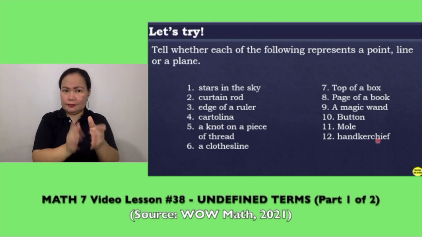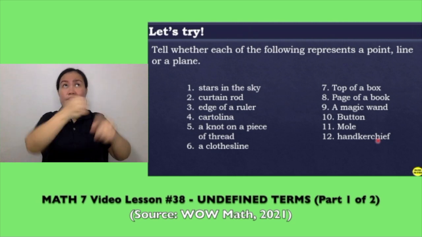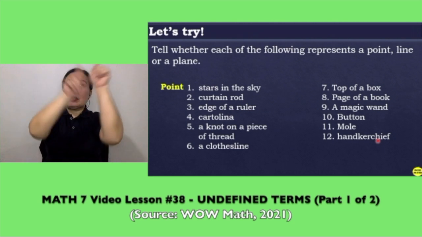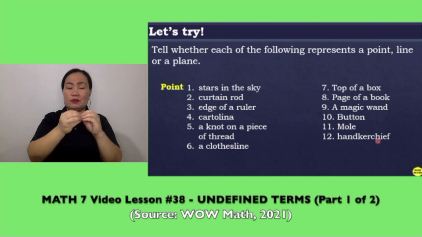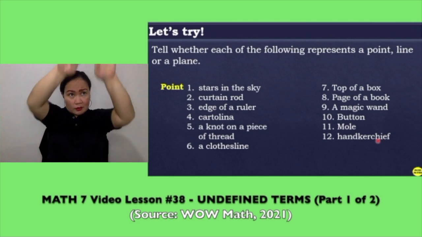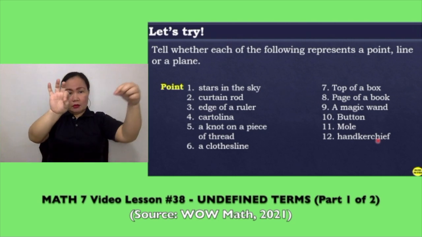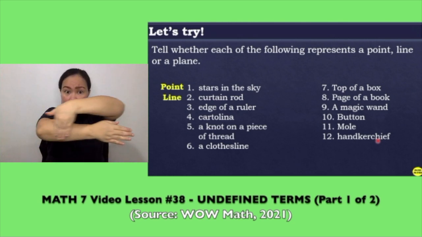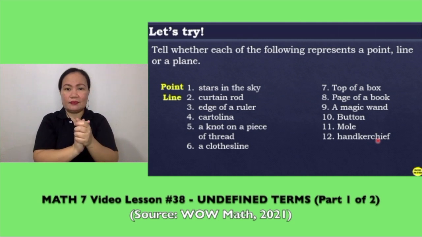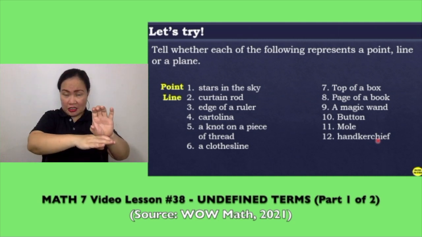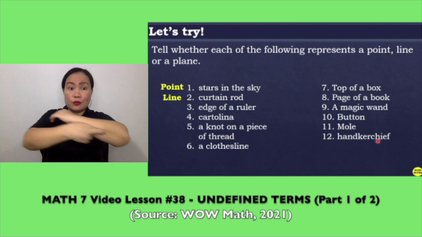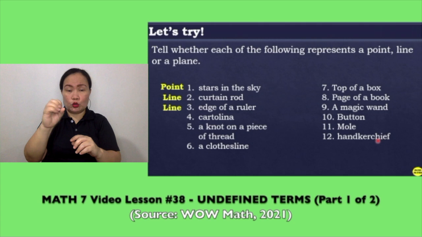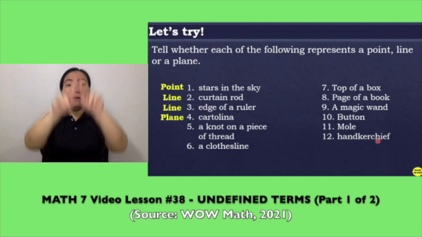So, number 1, stars in the sky. If you will be looking at the stars in the sky, so that is a point. Okay? So, curtain rod. Pag sinabi natin curtain rod, yung pinaglalagyan ng cortina, yung sinasabitan ng cortina. So, that is a representation of a line. Okay. Edge of a ruler. So, we have here the word edge. Okay? Ibig sabihin gilid. Gilid ng ruler. So, that is a line. How about a cartolina? So, yung one whole cartolina, that is a plane.